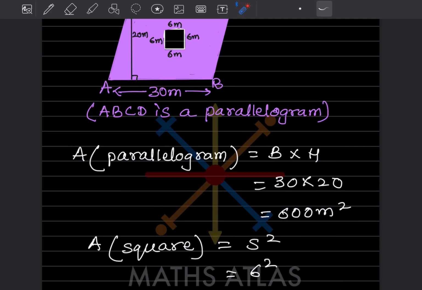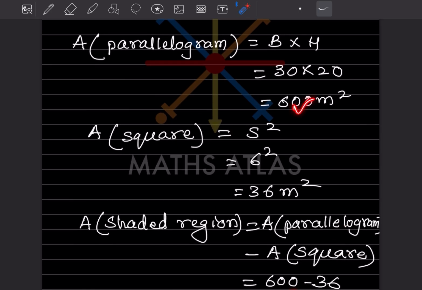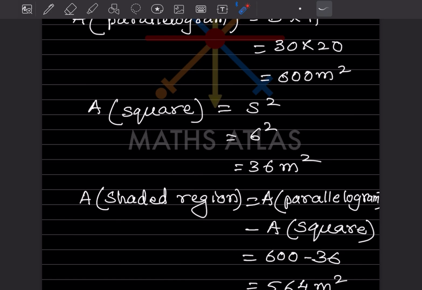So we want the area of the shaded region, that is the area of the parallelogram minus the area of the square. So that is 600 minus 36. So that will be 564 meter square.